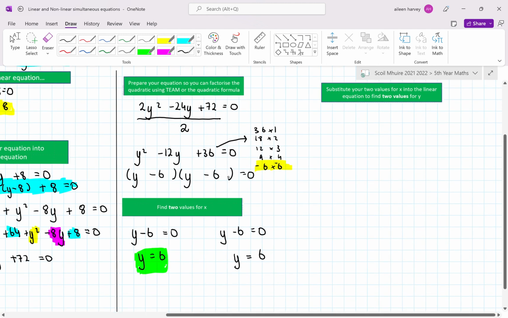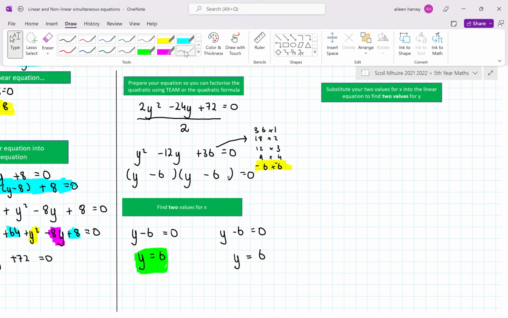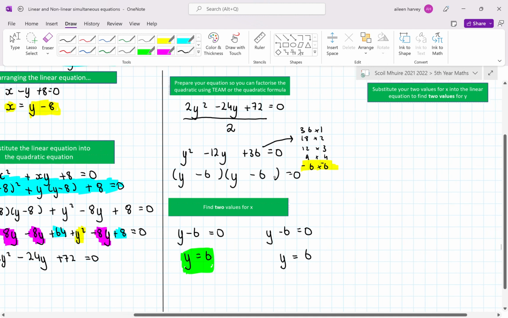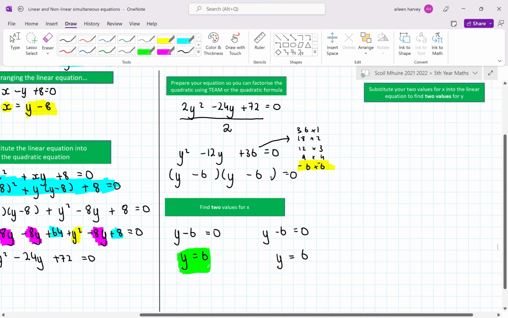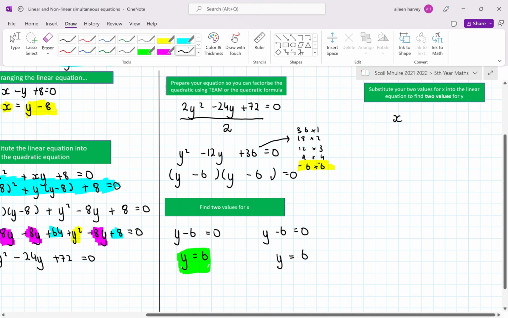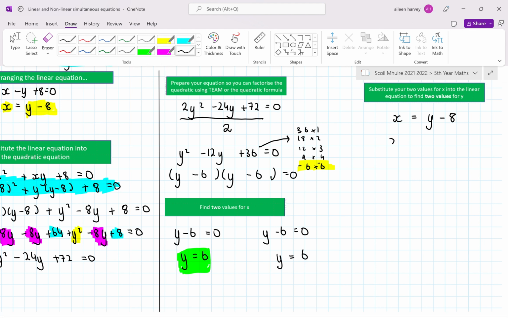Okay, and we're not fully done yet. From here, we now need to find our corresponding value of x. We found what y is equal to, but now we need to find what x is equal to. To do this, we're going to substitute our value for y into our linear equation. So our linear equation was x is equal to y minus 8. To find what x is, wherever I see y, I substitute in 6.